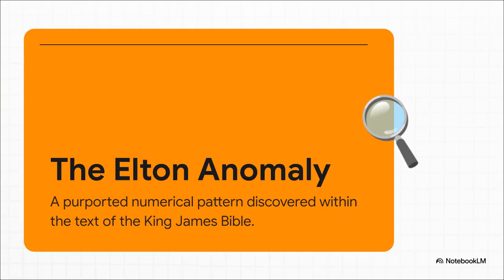All right, so here's the official definition. The Elton Anomaly is a purported numerical pattern found in the text of the King James Bible. And that word purported is key here. It means this is a theory, a claim, and that's exactly what we're here to explore.